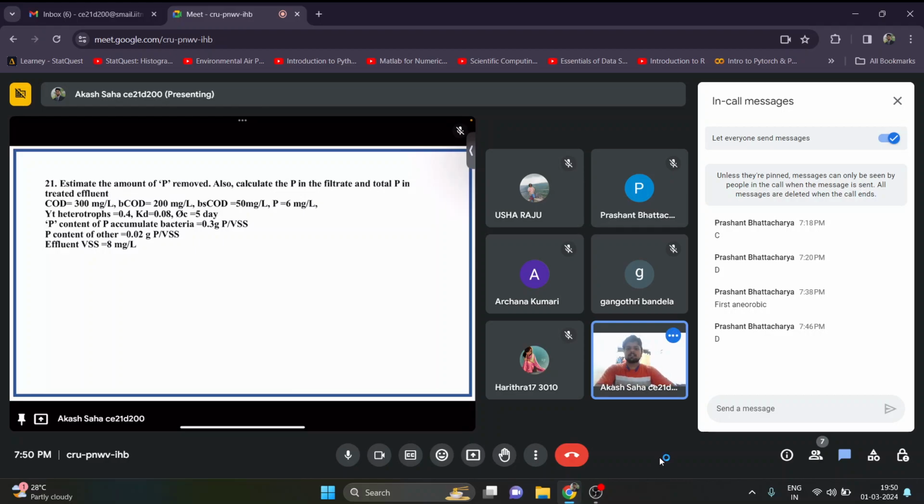Calculate the P in the filtrate and the total P in the treated effluent. The COD is 300 milligram per liter. The BCOD, the biological COD, or we can say the BOD, is 200 milligram per liter. The BSCOD, out of the BOD whatever is biodegradable and soluble, so it is a soluble COD, is 50 milligram per liter. The phosphorus present in the system is 6 milligram per liter. Then some rate constants are given, the Y value, kd value, and theta c. The P content in phosphorus accumulating bacteria is 0.3 gram phosphorus per gram VSS, and the P content in the other kinds of bacteria is 0.02 gram per gram VSS. The effluent VSS is 8 milligram per liter. So you have to find out how much will be removed, how much will be in the filtrate, and how much will be the total treated effluent.